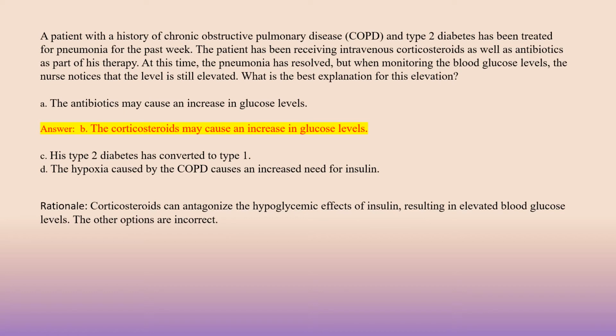Answer: B. The corticosteroids may cause an increase in glucose levels. Rationale: Corticosteroids can antagonize the hypoglycemic effects of insulin, resulting in elevated blood glucose levels. The other options are incorrect.